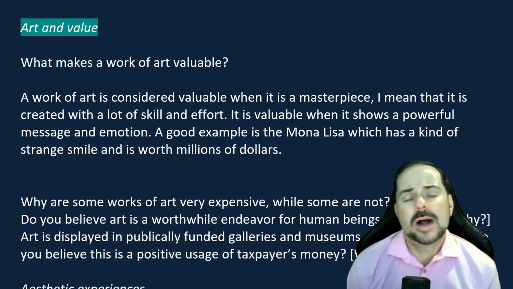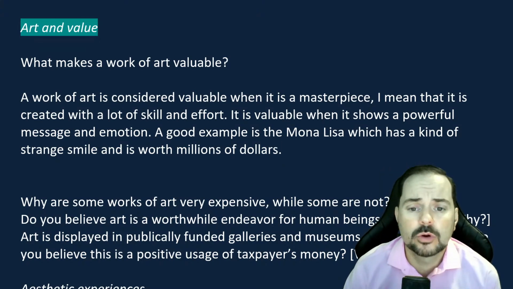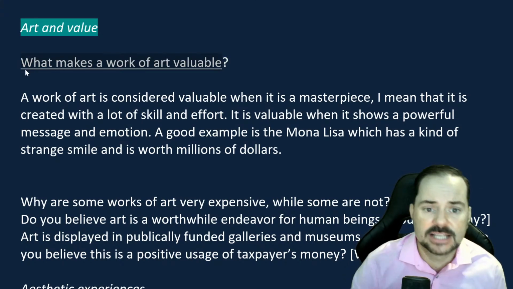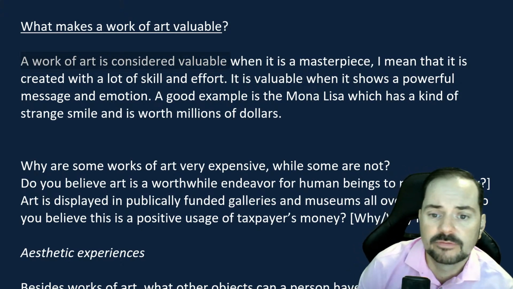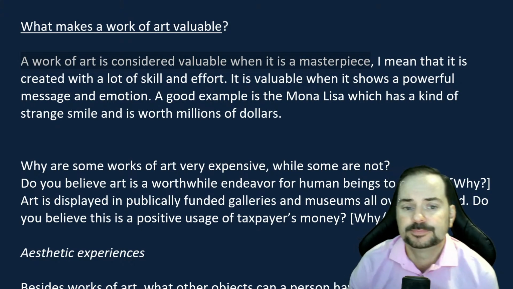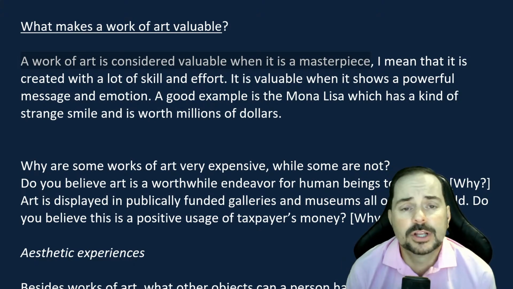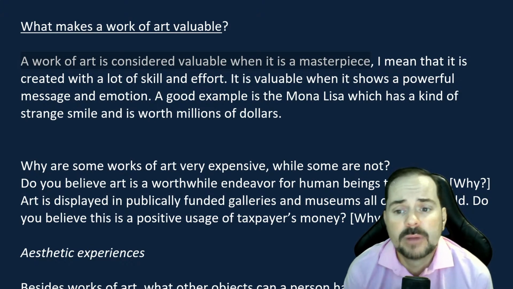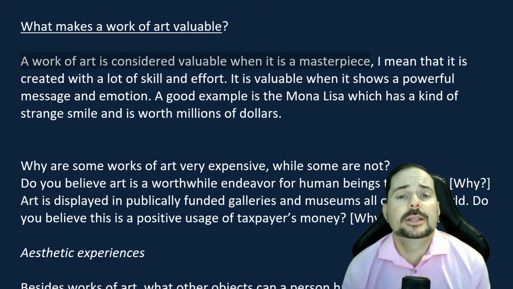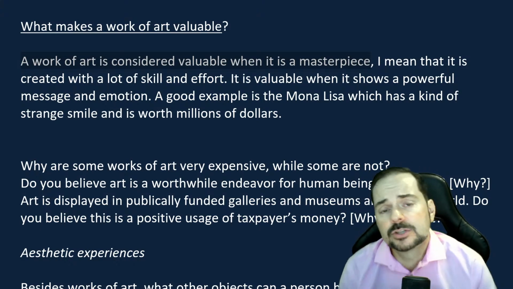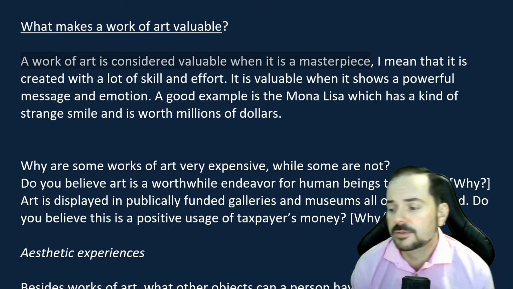Okay, so how do I build those ideas? How do I build that fluency? By using the question that the examiner is asking me. What makes a work of art valuable? A work of art is considered valuable when it is a masterpiece. Okay, and you can paraphrase if you want, like you can say a work of art is considered to be worth a lot of money when it is created with a lot of skill and effort. But if you can't think of other words or synonyms, then just use the question. Okay, you can still get a great score if you do that. All right.